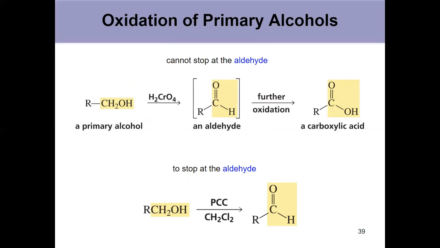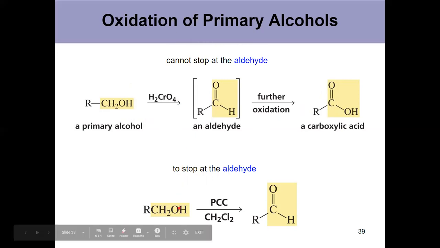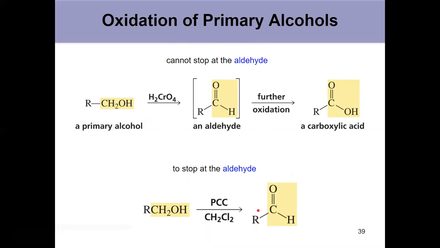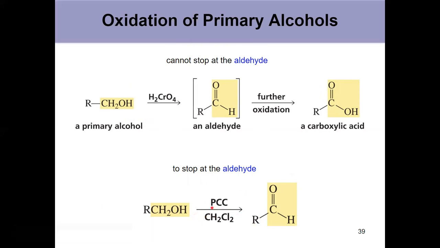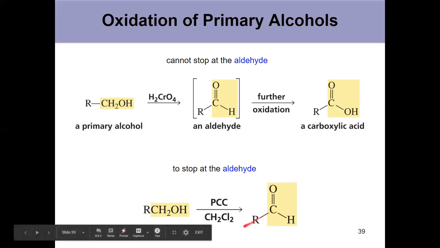If you're designing a synthesis and you want to stop at the aldehyde specifically, going from a primary alcohol to an aldehyde, you use PCC. You just have to know that initialism. It stands for pyridinium chlorochromate. That stops it at the aldehyde, and you have to do it in an anhydrous solvent. You couldn't do this in water because that would end up taking you to a carboxylic acid. You have to have an anhydrous solvent.